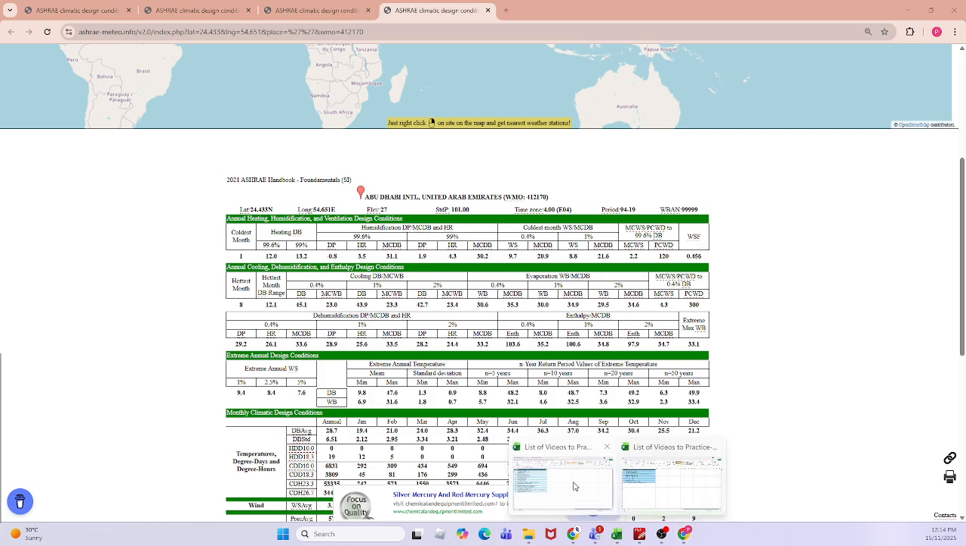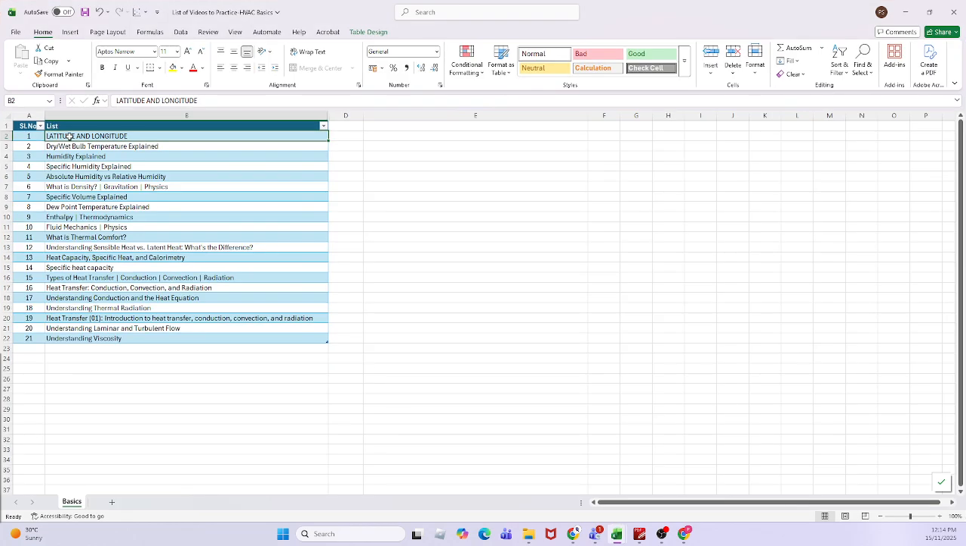When you go to my list of videos, you will find latitude and longitude. Then you will find dry bulb temperature and wet bulb temperature. What do you mean by dry bulb temperature and wet bulb temperature? When you are in the room and take a thermometer, you measure the temperature. That is dry air, purely dry air, so that is the dry bulb temperature. When you talk about wet bulb temperature, it is about moisture content, how much moisture is there in your air properties.